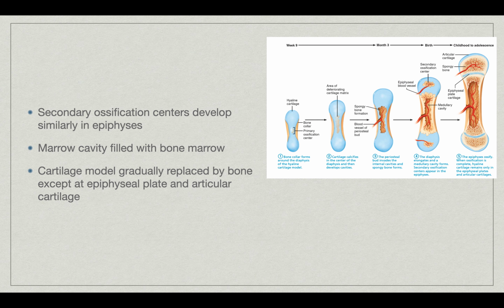Secondary ossification centers develop in the epiphysis, and the marrow cavity is filled with bone marrow. The cartilage model will gradually be replaced by bone, except for at the epiphyseal plate and the articular cartilage.